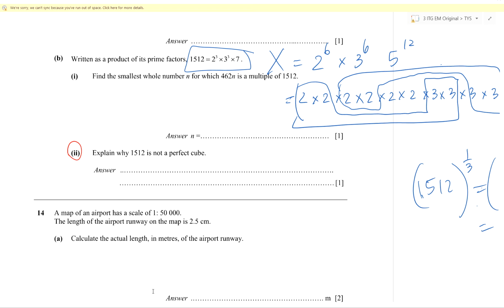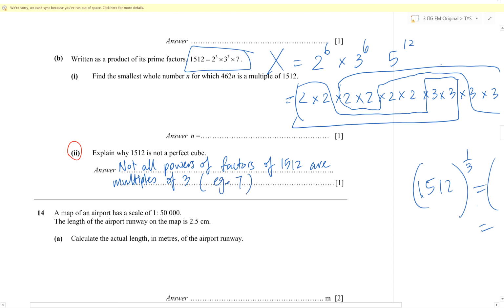You're not explaining. So the explanation over here: not all powers of factors of 1512 are multiples of 3. Example, 7. Not all the powers of the factors are in multiples of 3. So you have to extend this yourself. If you are talking about perfect square, you look at whether all the powers are multiples of 2.